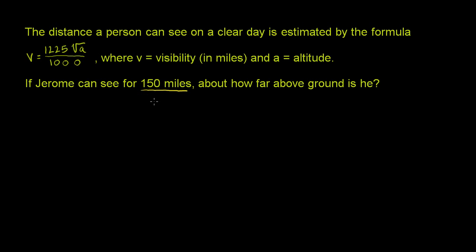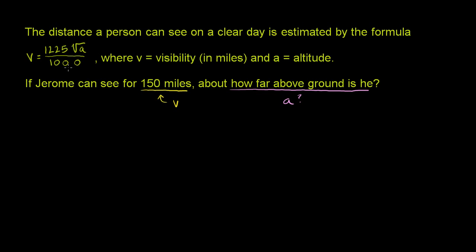so Jerome can see for 150 miles. So that's how far he could see. So that is the visibility. That is v. About how far above the ground is he? So they want to know what the altitude is. About how far off the ground is he? This is A, and this is what we don't know. We know that his visibility is 150 miles. We want to know what A is.